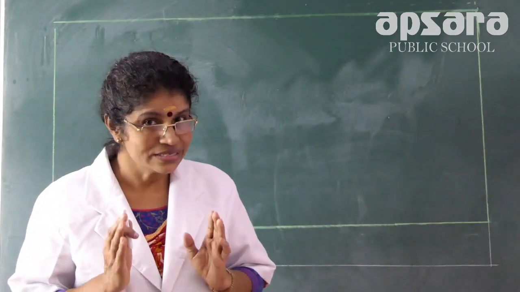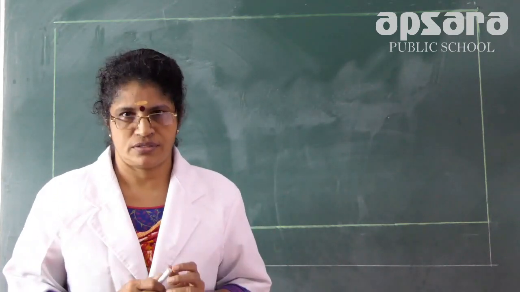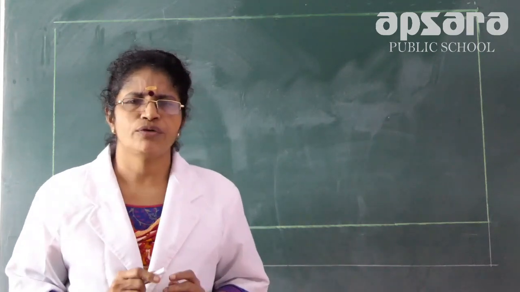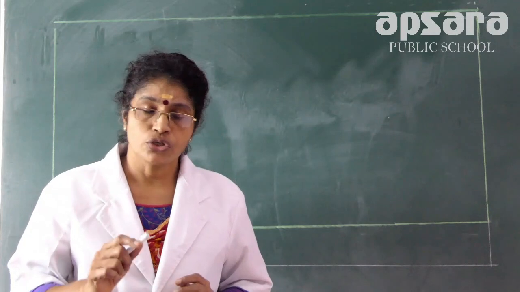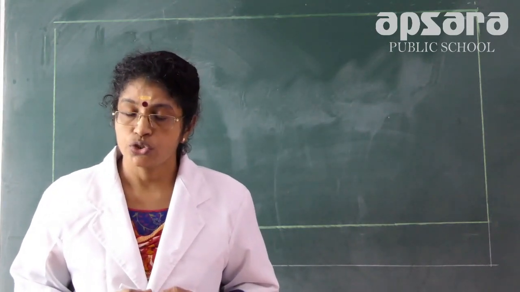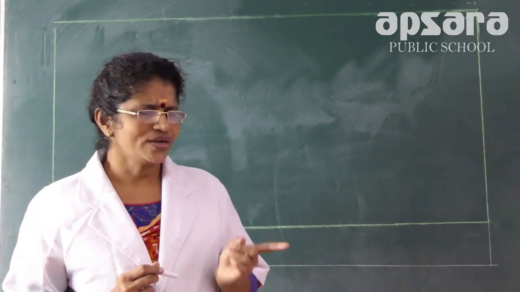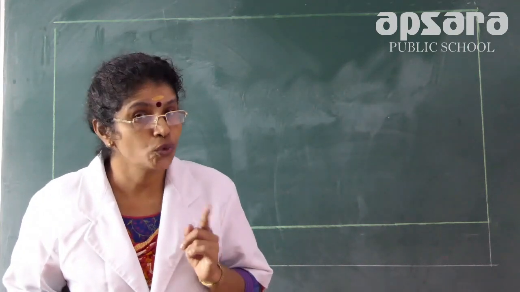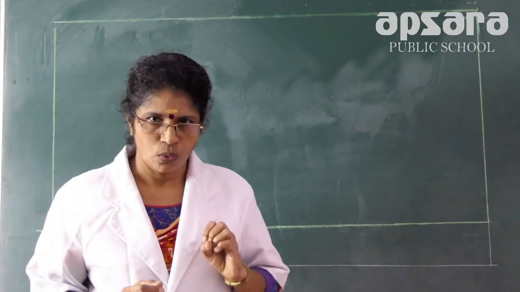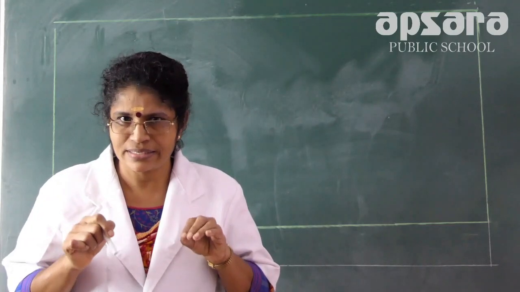Got it? Yes. Now from today onwards, we are going to start the chapters. I think most of them might have bought the textbook. So all of you know what's the first chapter? It's large numbers. Since you have come to the 4th standard, we are going to start with the large numbers. So what is a large number after 4-digit number? It's 5-digit.